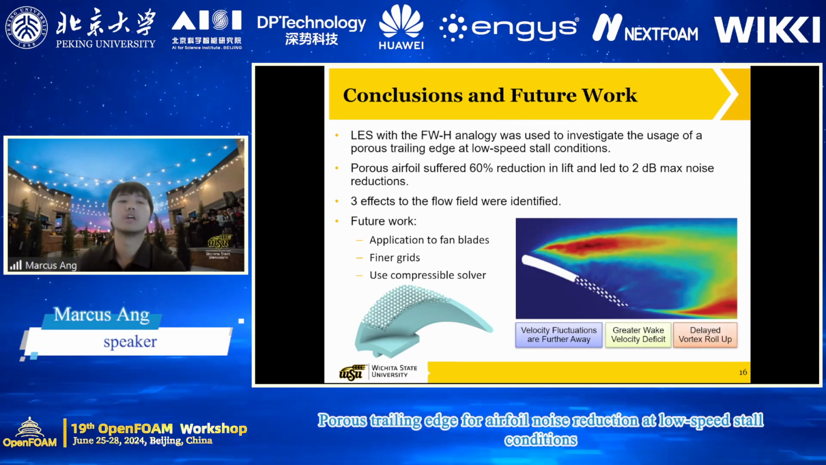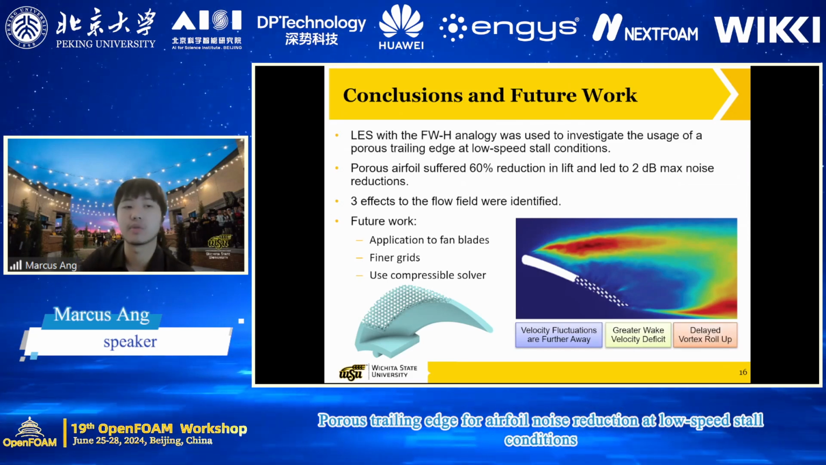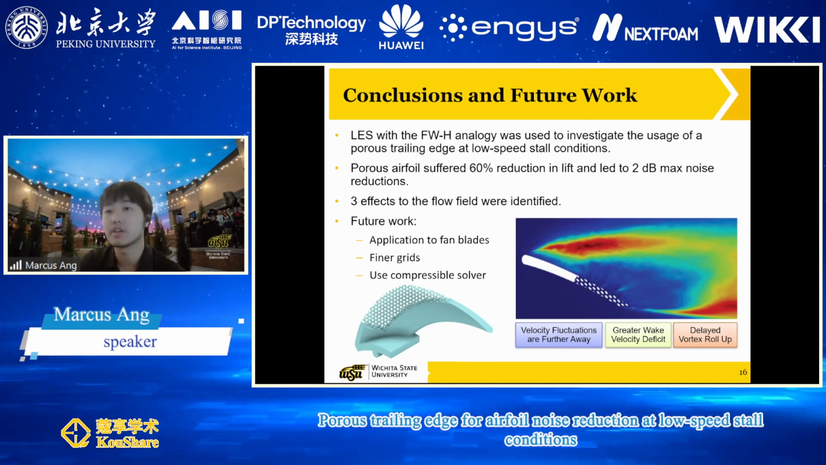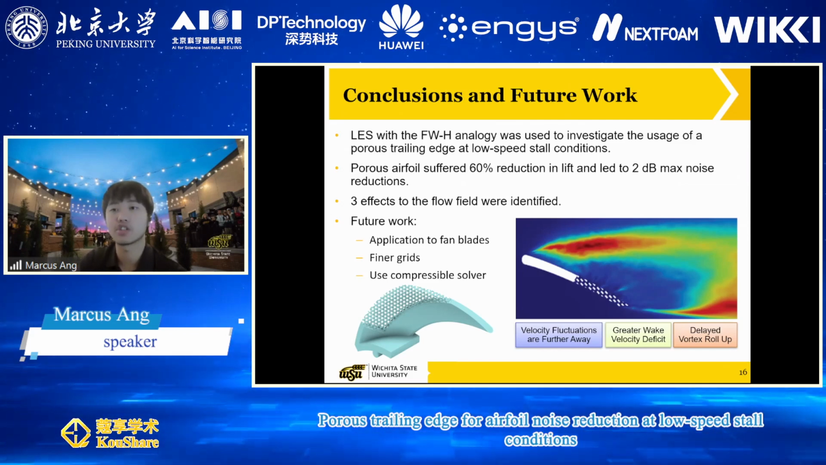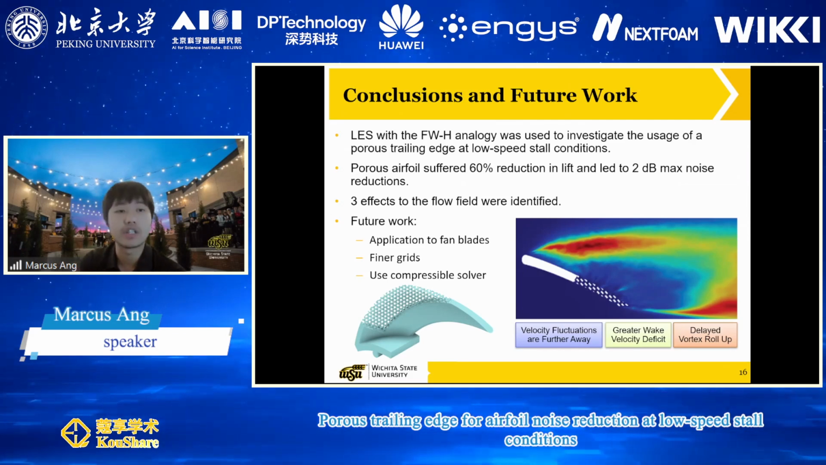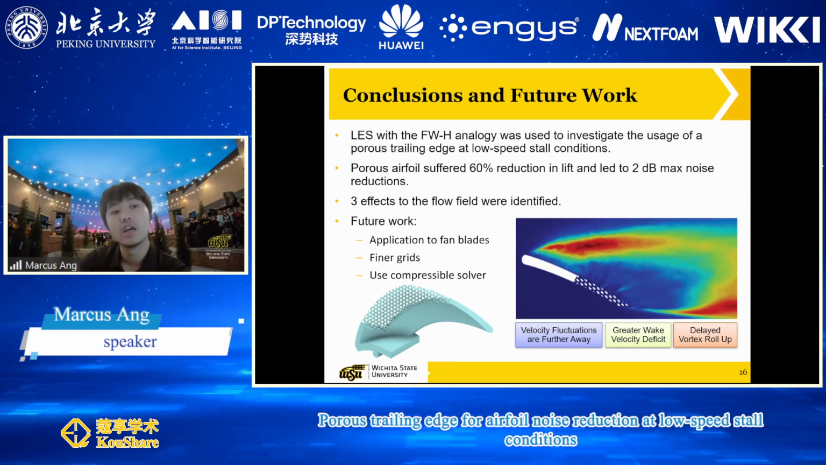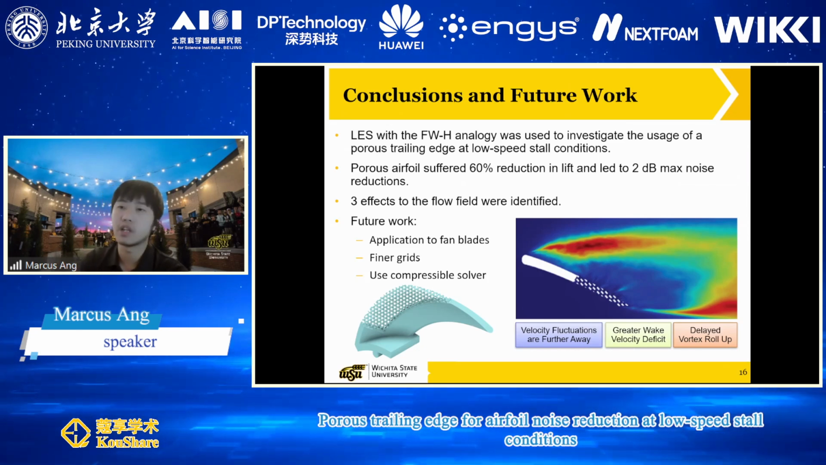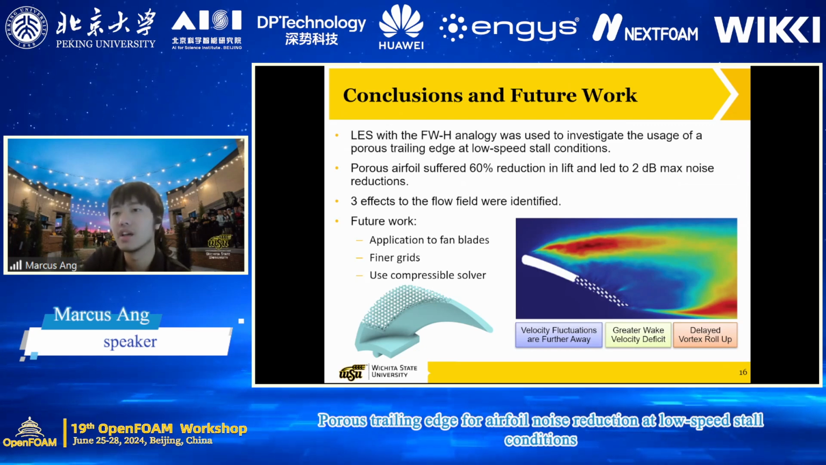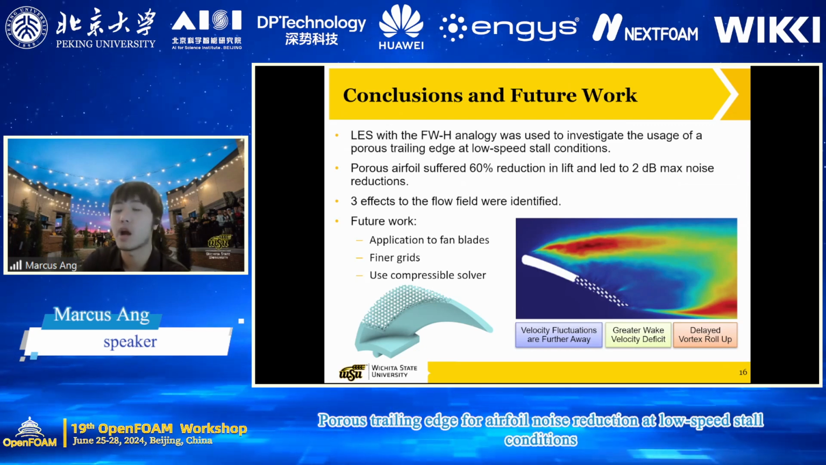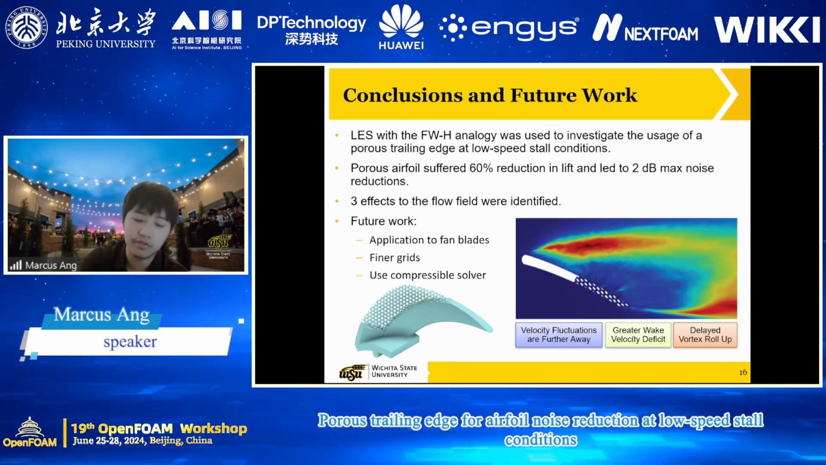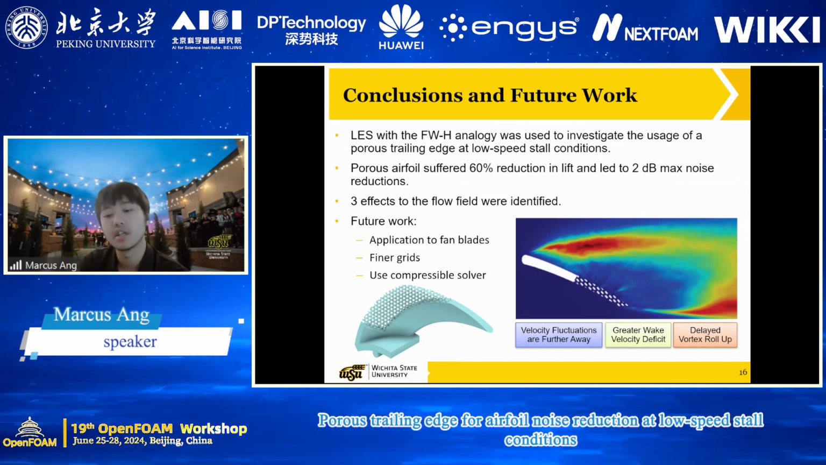In the future, some of the things that we're working on right now is we're trying to apply it to actual fan blades and do some experimental studies. Preliminary studies do show that we get that noise reduction even at high angle of attack stall conditions. So we have shown this experimentally. One thing that I really wanted to do is use a finer grid, but it's computationally more expensive. And the last thing that would be worth trying and comparing is looking at a compressible solver and comparing the flow field as well as the acoustics.